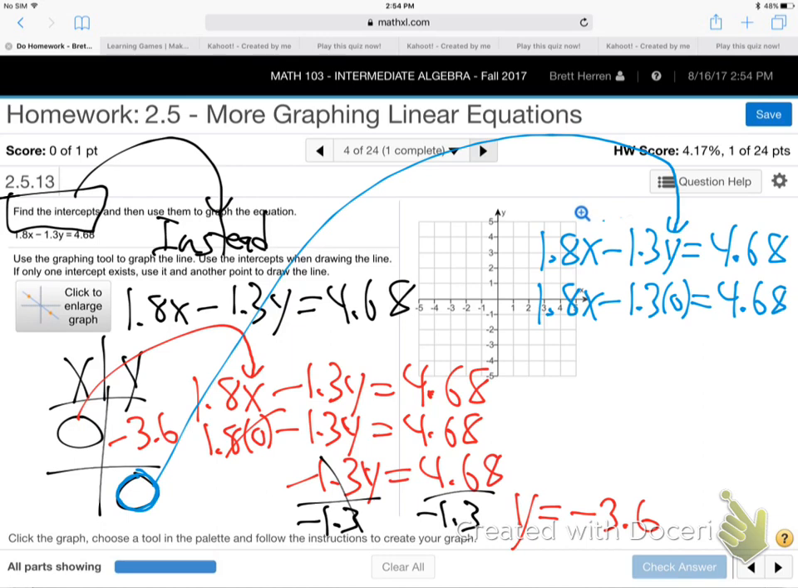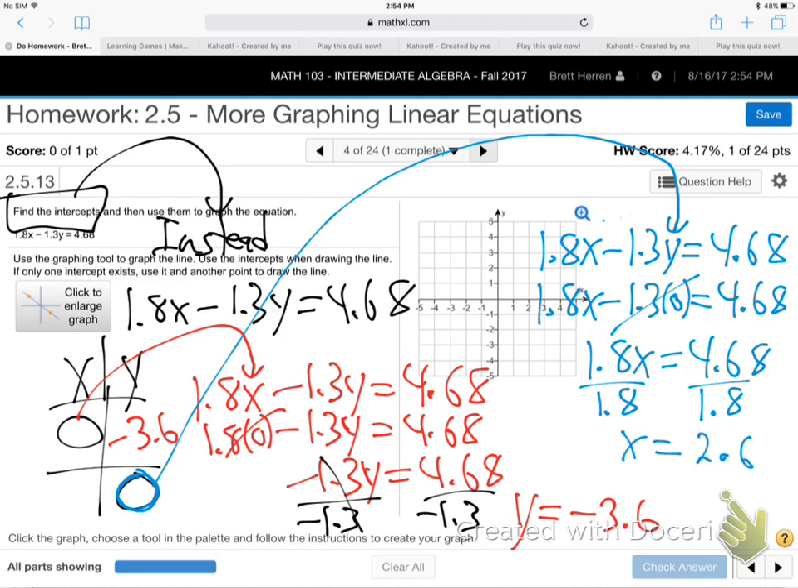Is that good? 0 in for y this time. And so this cancels. 1.8x is 4.68. Last step, divide by 1.8. What is it? 2.6, thank you. 2.6. That's the x value that goes with the y, 0.